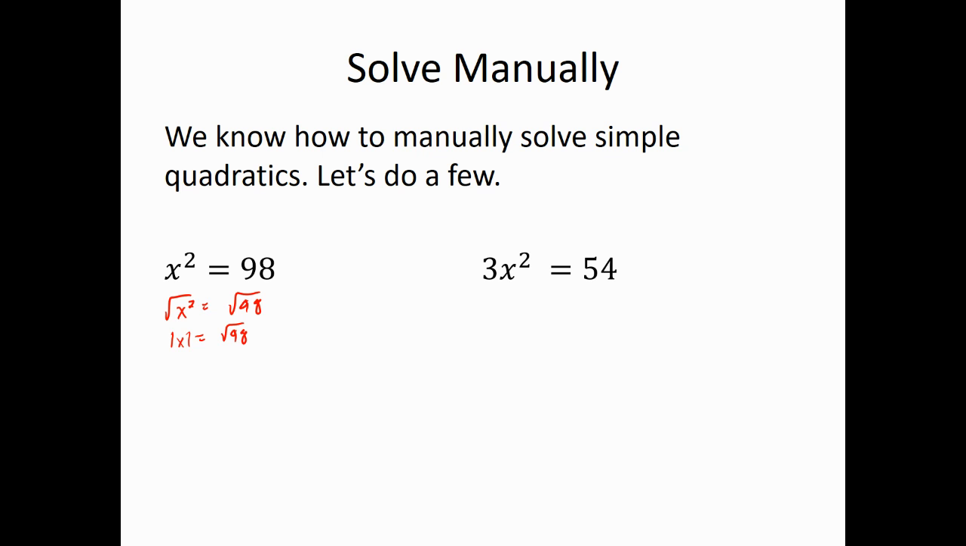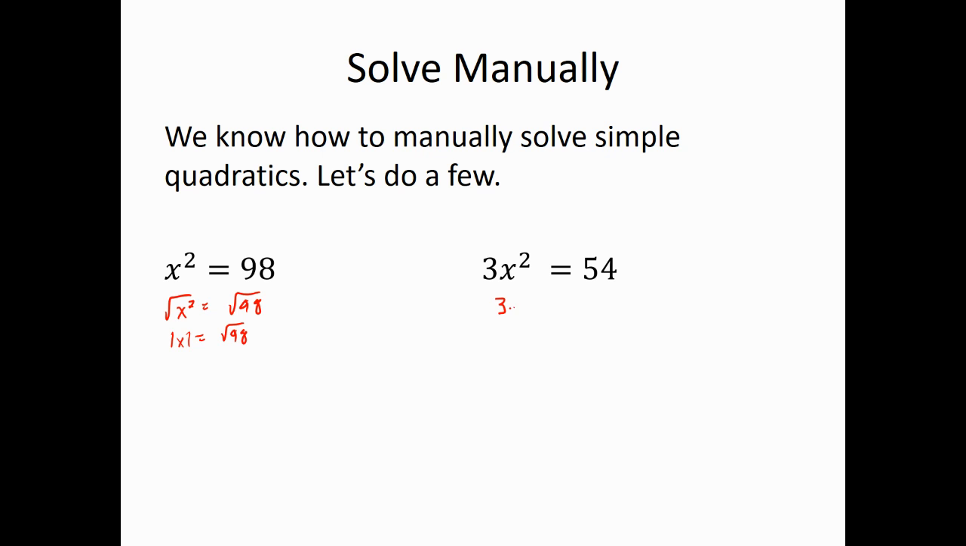I won't actually take us through this. You would have to, of course, simplify the expression square root of 98 if possible, if it has any perfect square factors, it's possible. And then you would end up with x equals positive root 98, or whatever it simplifies to, and x equals negative root 98. The second one, 3x squared is equal to 54, only slightly more complex.